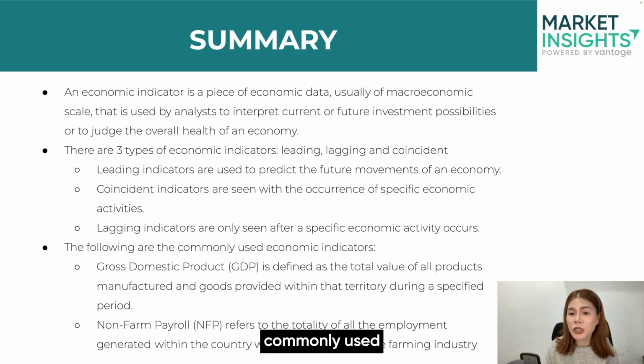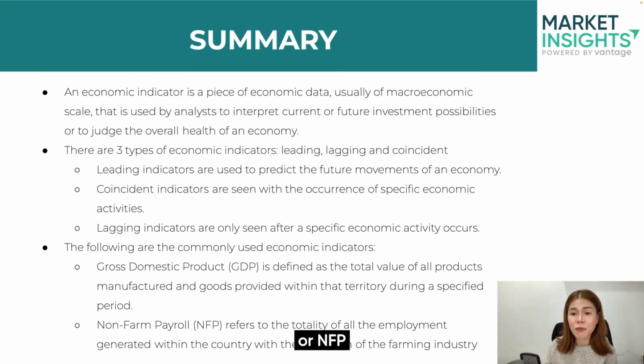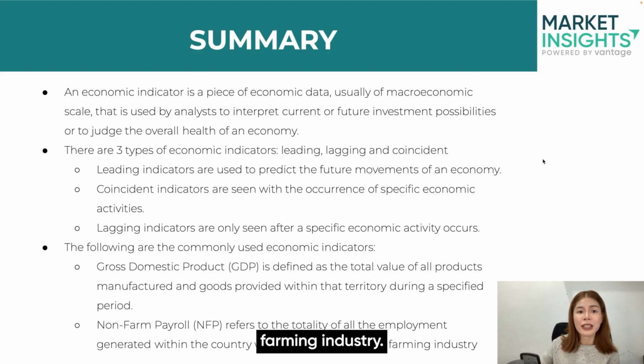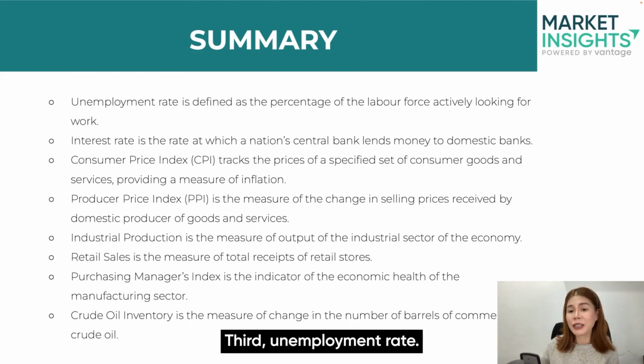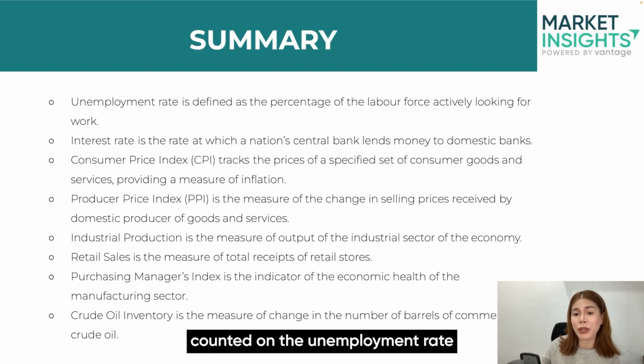The following are the commonly used economic indicators. First is the gross domestic product, or GDP, which is defined as the total value of all products manufactured and goods provided within that territory during a specified period of time. Number two, non-farm payroll, or NFP, or non-farm employment change. It refers to the totality of all employment generated within the country with the exception of the farming industry. Third, unemployment rate. It is defined as a percentage of the labor force actively looking for work. If you're a lazy bum who has no intention of finding a job, you're not counted in the unemployment rate.